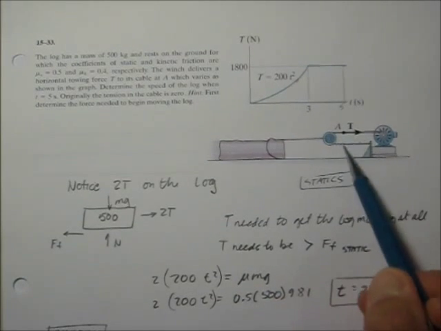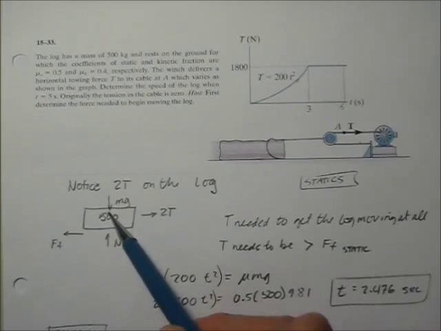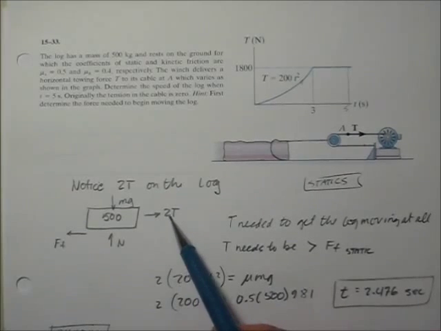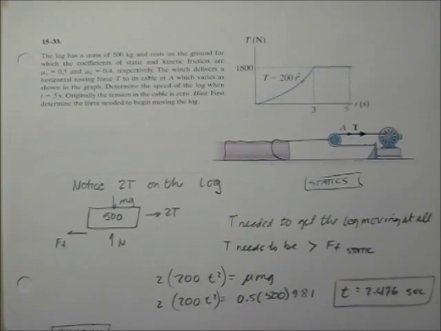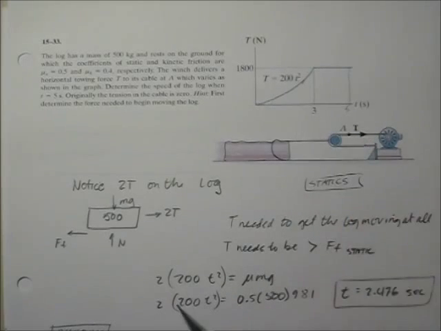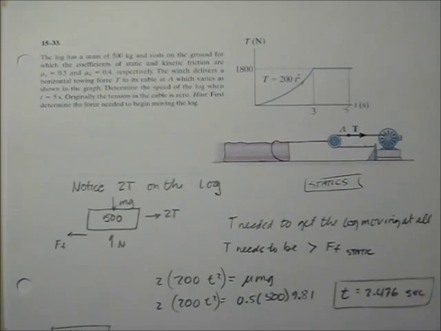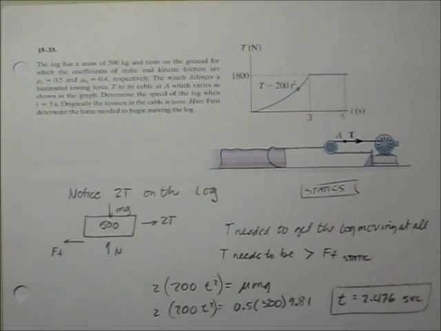We've got two tensions through this pulley, so I'll put 2T over here. I've got an mg coming down, a normal force, and a force of friction slowing it down. So what I need to know is that 2T has to be greater than the force of friction in order for it to move. T is equal to 200t squared, so 2 times 200t squared has to be greater than the force of friction, mu mg, or when 2T equals mu mg, that's when it starts to move. And so I can solve this for T. 200t squared is equal to 0.5 times 500 times 9.81, and I can solve this for t to say that it starts moving at 2.476 seconds, which is kind of out in here someplace.